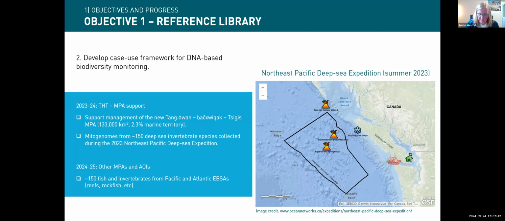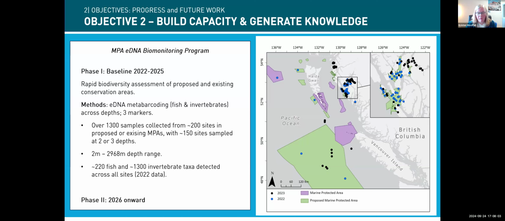So the second main objective of this project is the MPA eDNA biomonitoring program. The first phase of this program is coming to a close next year, where we conducted a rapid biodiversity assessment to generate biodiversity baselines in existing or proposed MPAs. We're using eDNA metabarcoding for fish and invertebrates across multiple depths at each site, and three metabarcode markers. That's two for fish and CO1 for invertebrates. So over 3 field seasons, we've collected more than 1,300 samples from about 200 sites in proposed and existing MPAs. And most of these were sampled at 2 or 3 depths.